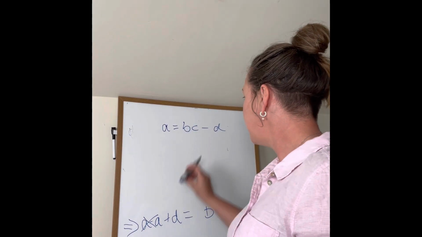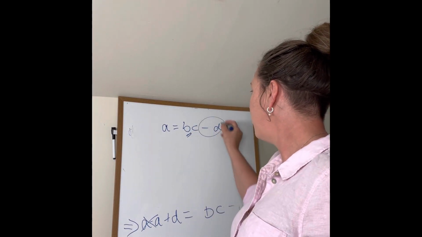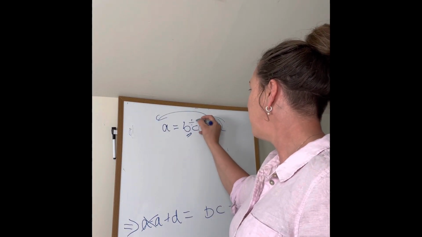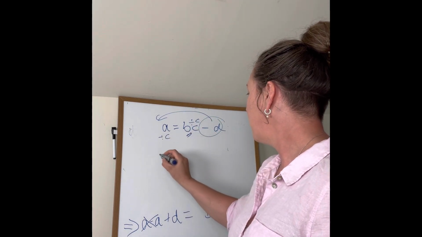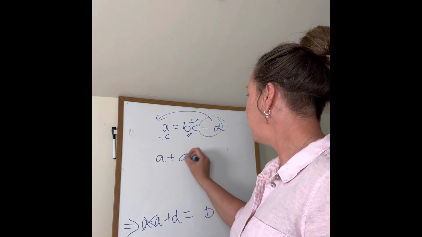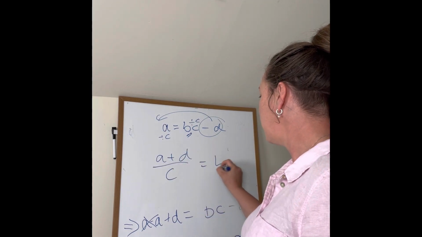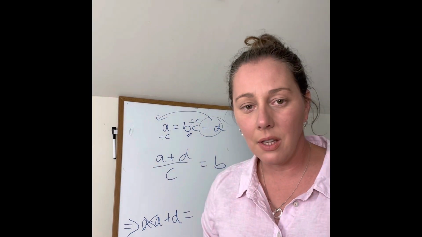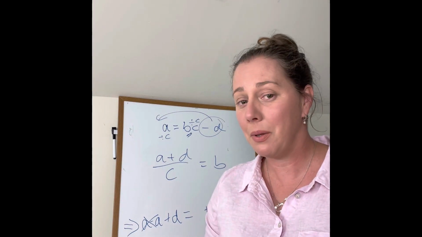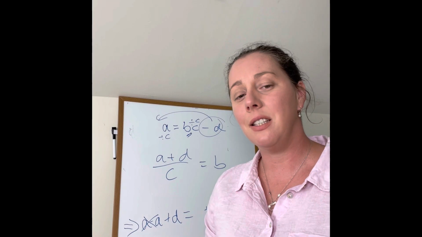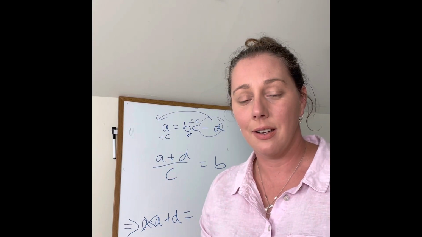Or if you want to find, say, B, you're going to move that over and then divide by C. So you're going to get A plus D over C equals B. That's what I'd really love to be able to see a student comprehend and be able to do by probably the end of year 8. Then you deal with the substitution after that.